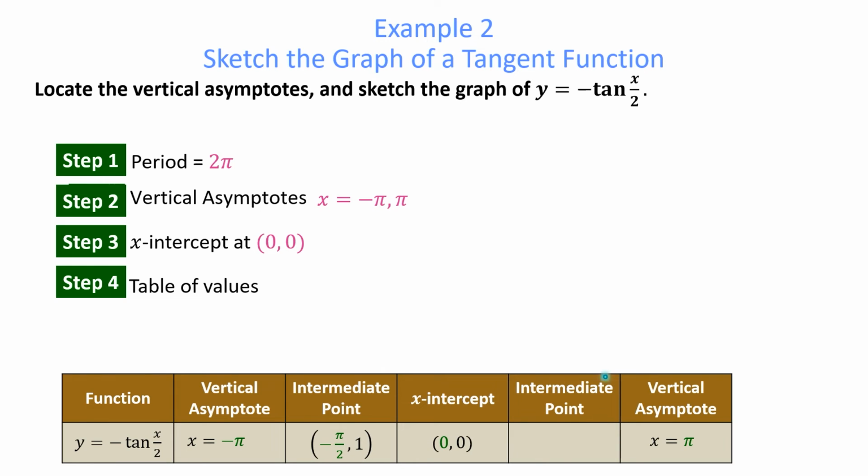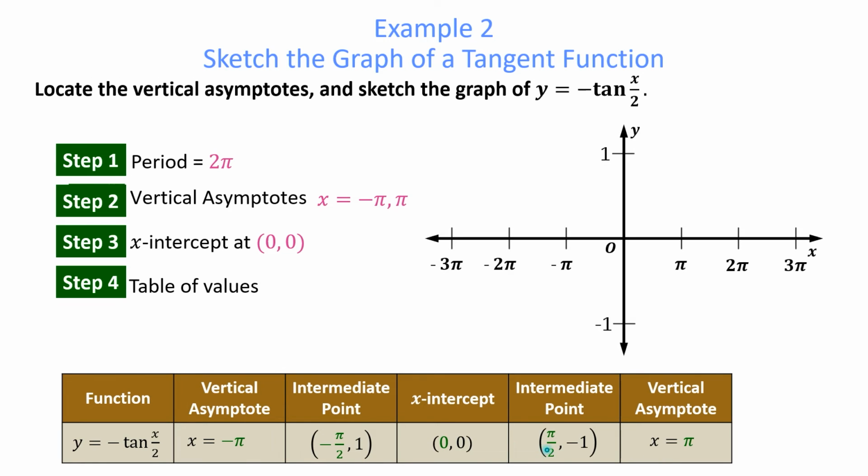Now, to find this intermediate point, I'll do the same thing. I'll take this x value of 0, add it to pi, which gives me pi, and divide by 2 to give me pi over 2. And again, if you substitute this x value into this function over here, we'll get a value of y equals minus 1. And this completes the table we're looking for. So now that we have a completed table of values, we can now produce the graph.